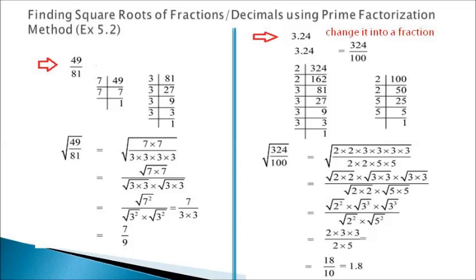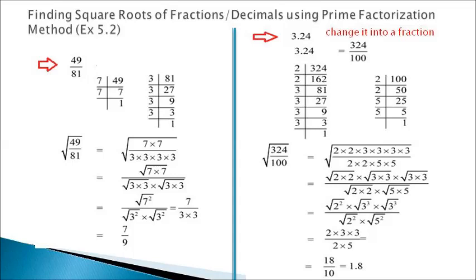Similarly, in the denominator, we have the square root of 3 squared multiplied by the square root of 3 squared. Again, the squares will cancel the square root signs and we will be left with 3 multiplied by 3. In the last step, we will find the product and we will end up with 7 by 9. Now this fraction 7 by 9 is the square root of 49 by 81.